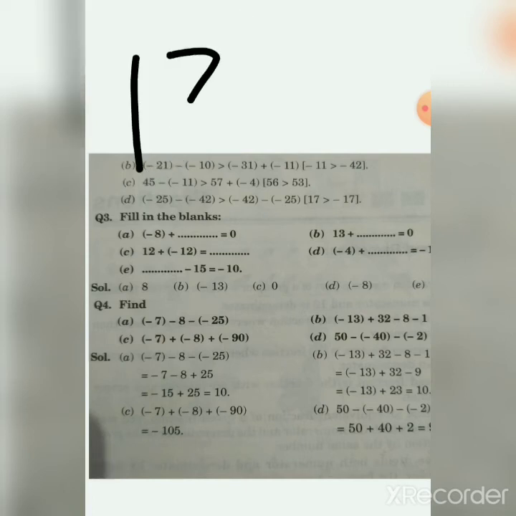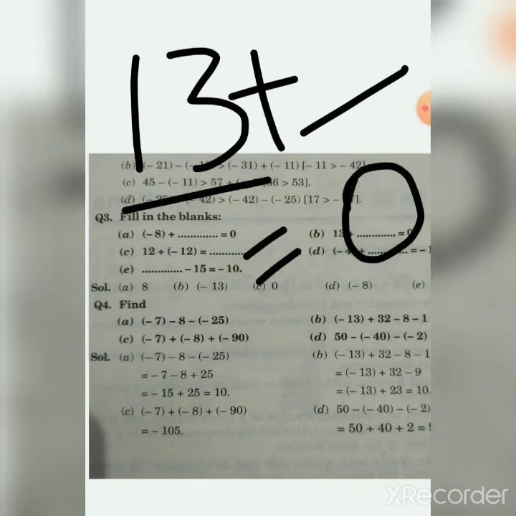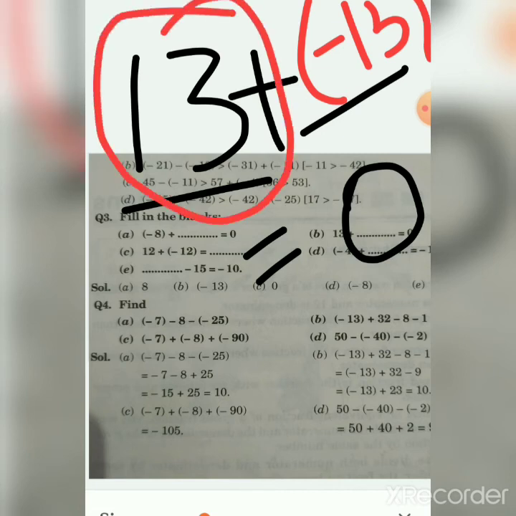Now we have 13 plus blank equals 0. If you are having 13 chocolates, how much do you have to eat to make it 0? You have to eat -13 chocolates. It means you have to eat all of it, the full complete chocolates. So 13 plus -13 will be 0.